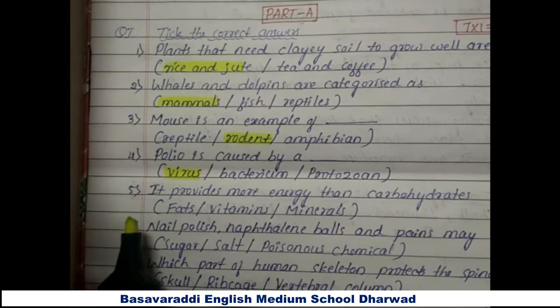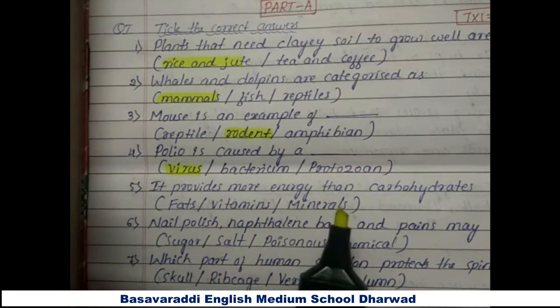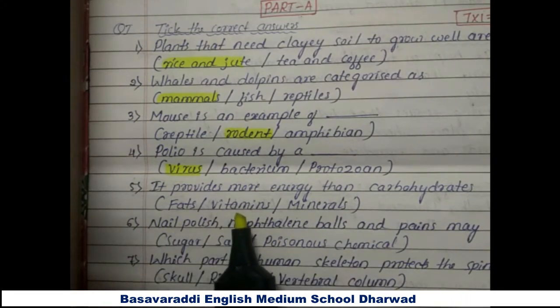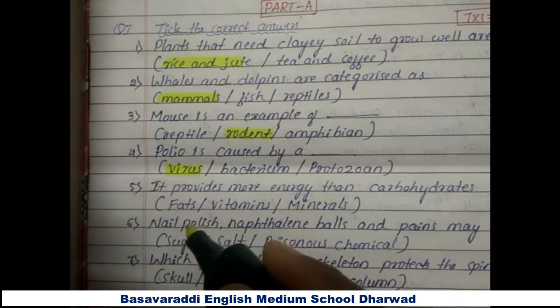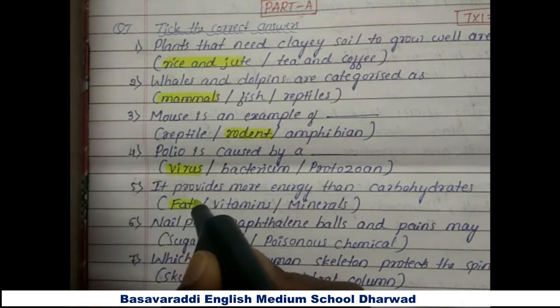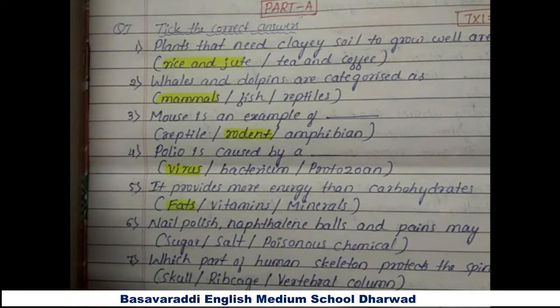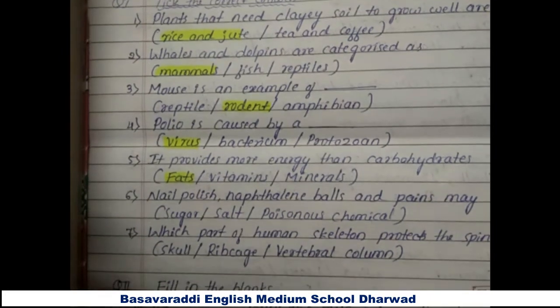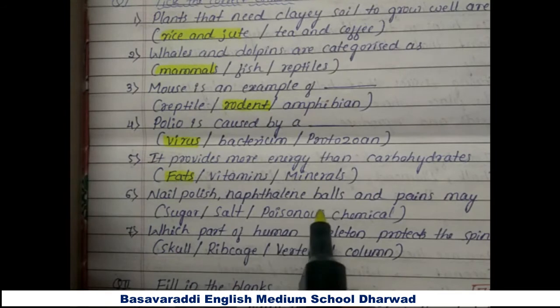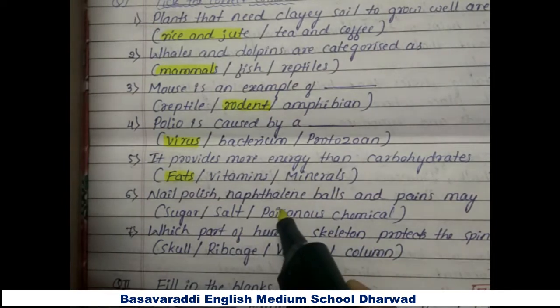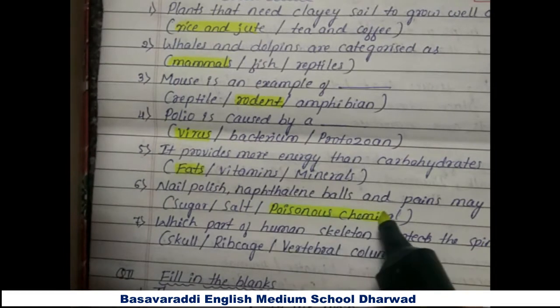Next, fifth question. Which provides more energy: carbohydrates, fats, vitamins or minerals? Fats are found in ghee, vegetable oil, cheese, butter and nuts. Fats give us much more energy as compared to the same amount of carbohydrates. Sixth one, nail polish, naphthalene balls and paints may contain sugar, salt or poisonous chemicals. These contain poisonous chemicals.